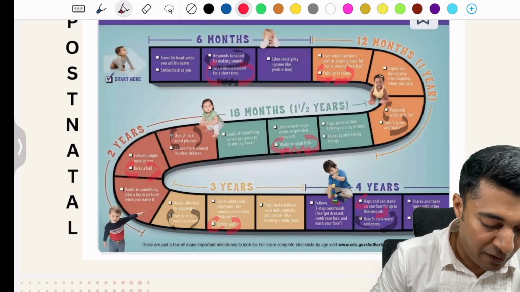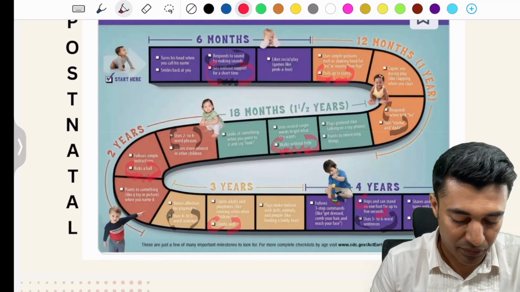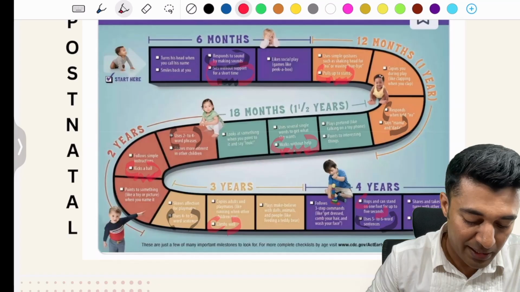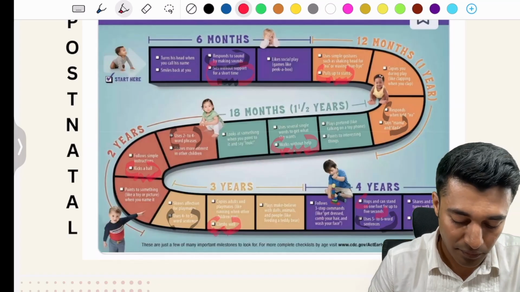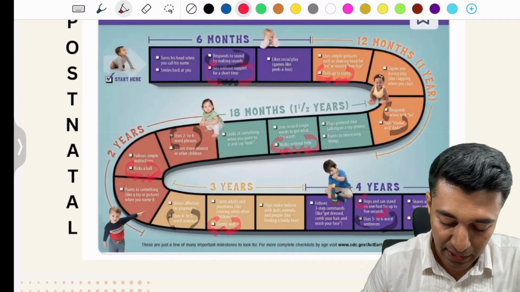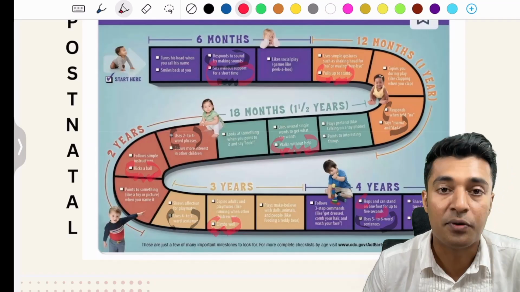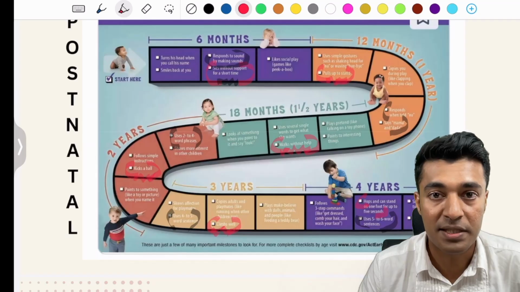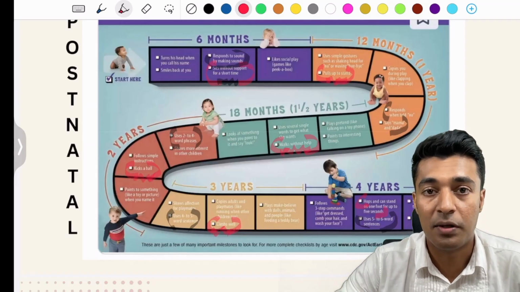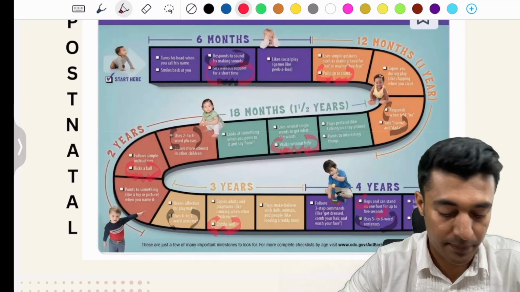At 2 years, he will be able to kick a ball. At 3 years, he will be able to climb the wall. At 4 years, he can hop and stand on one foot for up to 5 seconds. So these are the movements that take place. Let's see the noises that are produced.